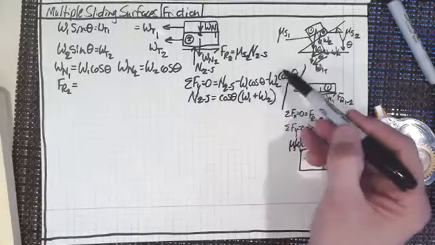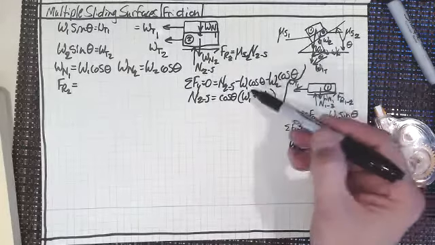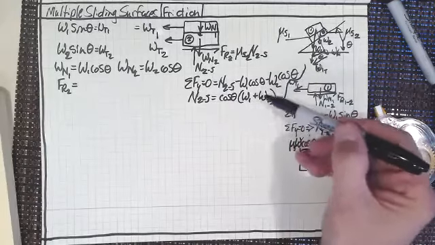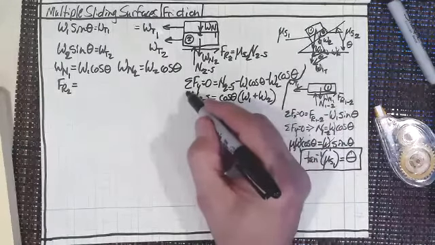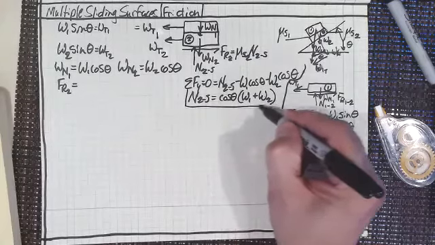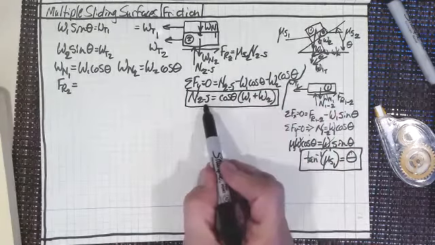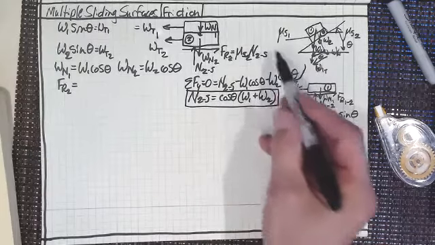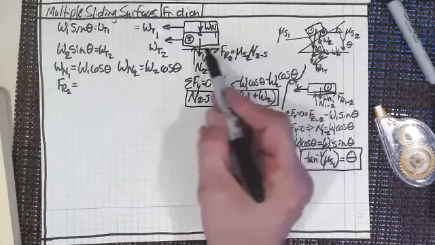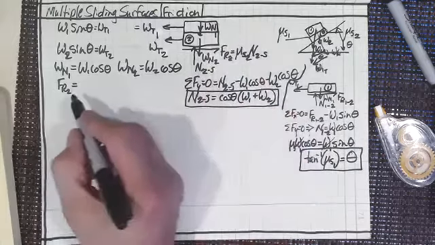I brought these on the other side of the equation, so they became positive, and then I took the cosine out, and that's just W1 plus W2. So let's just put that there like that. And then we know that this times mu sub S2 is going to give us F sub R2. So let's just sum the forces in this direction then.